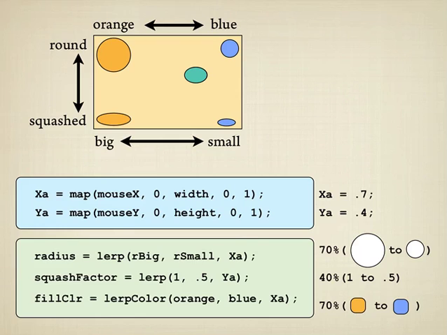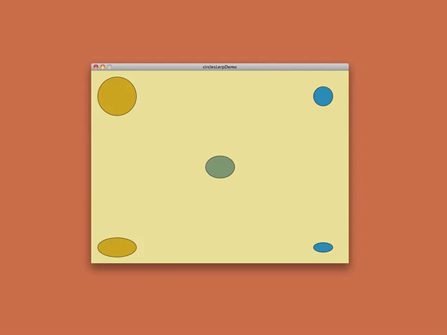The beautiful part is that things are so nicely separated. You have the two calls to map inside of the mouse handler, so every time you drag the mouse around, XA and YA get recomputed, and they're always between 0 and 1. Then every time draw gets called, we use XA and YA with lerp, which keeps things nice and simple, to determine the radius, the squash factor, and the fill color, and then we draw the shape.